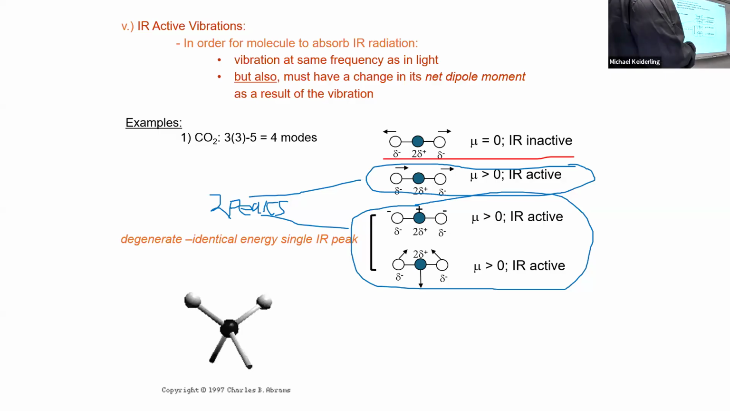So here, CO2 has 4 modes. That one's IR inactive. This is IR active. These 2 are IR active, but they're also degenerate with each other because they're basically the same vibration, just in different directions. So they have the same energy.